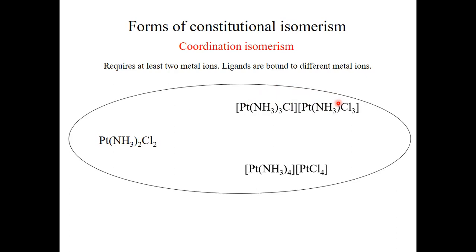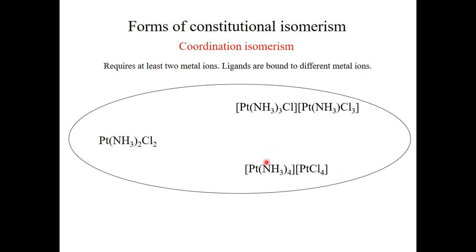Okay, so now in this isomer, we have the ligands bound to different metal ions. So in this isomer here, we have the ligands all bound to the same platinum. Here, over here, we have the ligands bound to different platinums. So another coordination isomer is this one here.